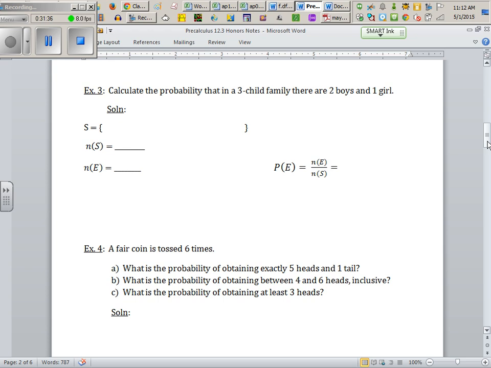Okay, let's say that you meet a family and they have 3 children. Okay, this is given. There are 3 children. What is the probability that 2 of them are boys and 1 of them is a girl? Well, one thing you can do for this is to write out the sample space. All the 3-child families in the world have one of these arrangements.